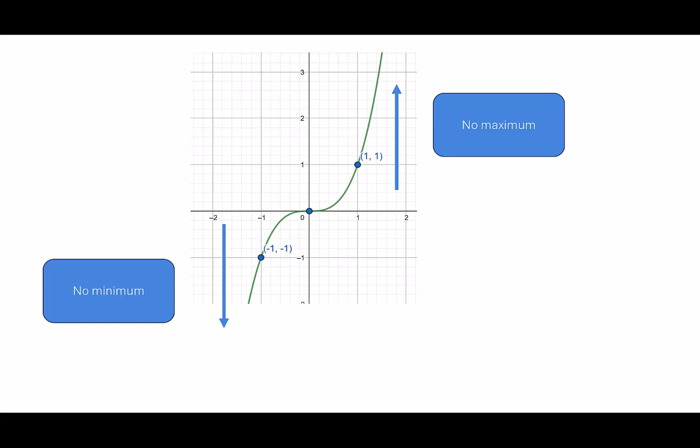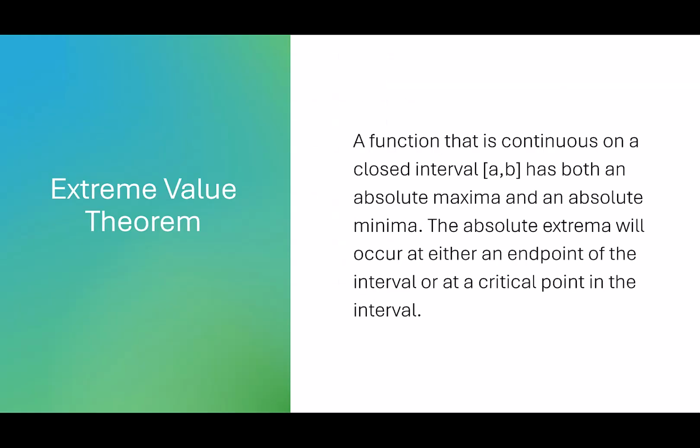But we could have an absolute max and an absolute min if we restricted the domain of this function. In fact, we have a theorem to help us with that. The Extreme Value Theorem says a function that is continuous on a closed interval [a, b] has both an absolute maxima and an absolute minima. The absolute extrema will occur at either an endpoint of the interval or a critical point of the interval.